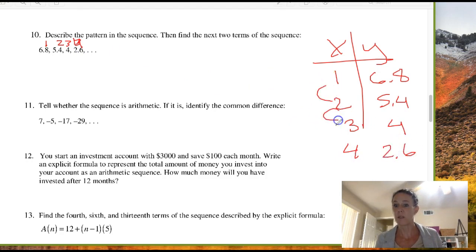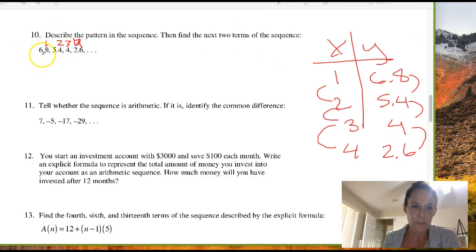So if this increases by 1, check and see if this has a common difference. Remember that common difference is your slope. So it's all connected together. So let's see if we have a common difference. From 6.8 to 5.4, I subtract off 1.4.